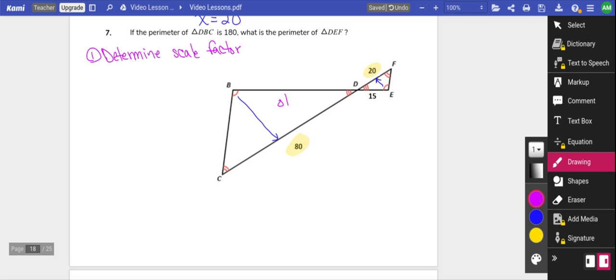So I'm going to name this one triangle 1 and we'll do triangle 2. So I'm going to put my 80 on top and I'm going to put my 20 on the bottom, which would mean that my scale factor is 4:1.